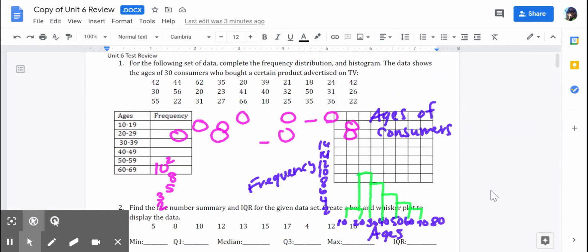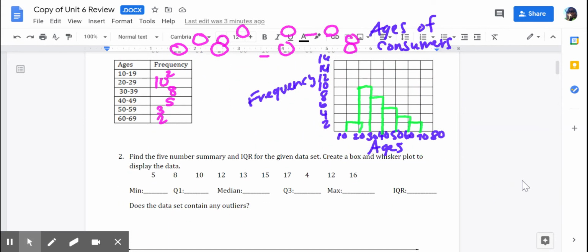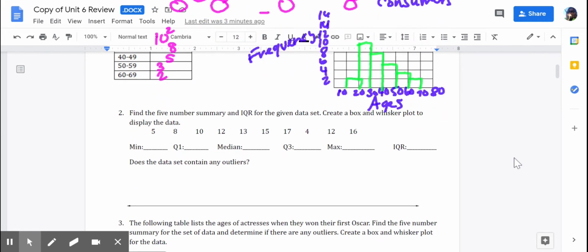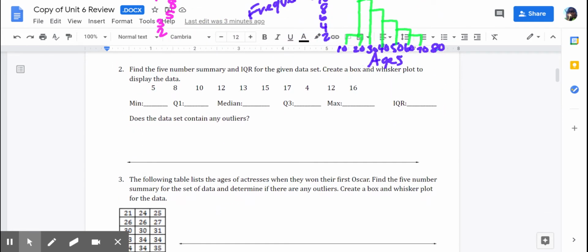The next question is asking me to find the 5-number summary and IQR for the given data set to create the box and whisker plot. And then we also have a question that says, please find the outliers. So what you want to do to find your 5-number summary, if you have the black calculator, you're going to go to L1, type in these values, second data, 1 variable stats, and then look for all the information.